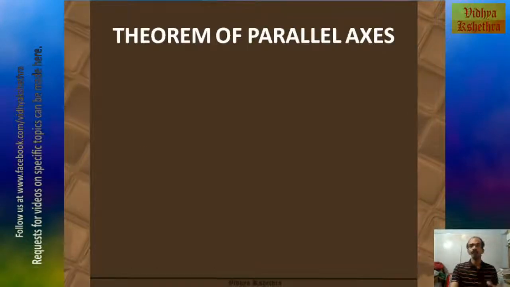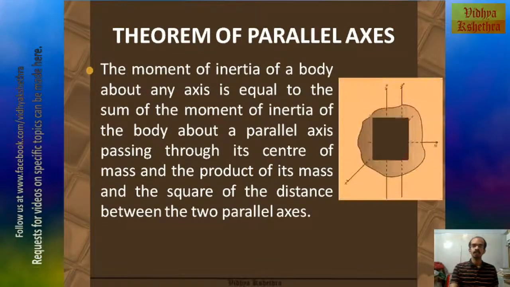Now, theorem of parallel axis. The moment of inertia of a body about any axis is equal to the sum of the moment of inertia of the body about a parallel axis passing through its center of mass and the product of its mass and the square of the distance between the two parallel axes. Here, a is the distance between the two parallel axes. Hence, here I at z dash is equal to I at z plus m a square.